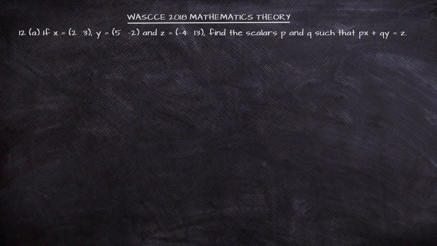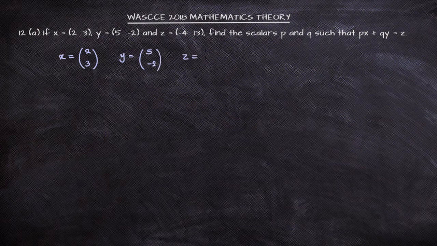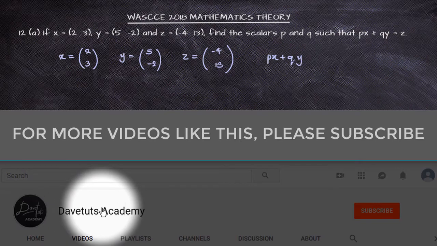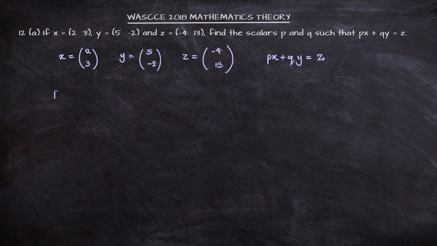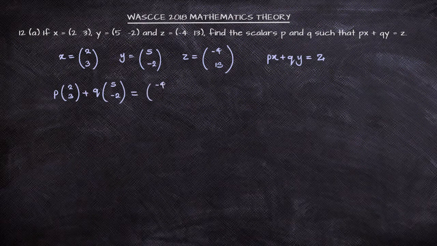So now our question number 12a, we are given that x is this matrix 2 and 3, y is matrix 5 and minus 2, z is matrix minus 4 and 13. Now we are asked to find the scalars p and q such that px plus qy is equal to z. All you need to do is just to bring in p and q into these matrices. So I'll bring in p and q into the matrix. We are going to have this.